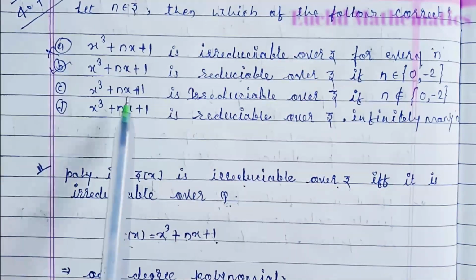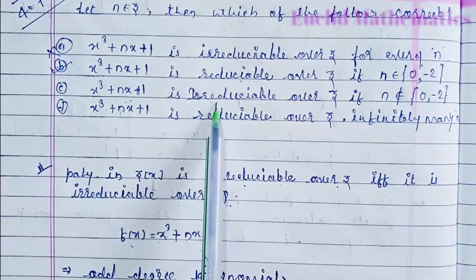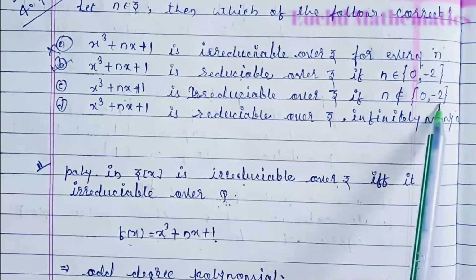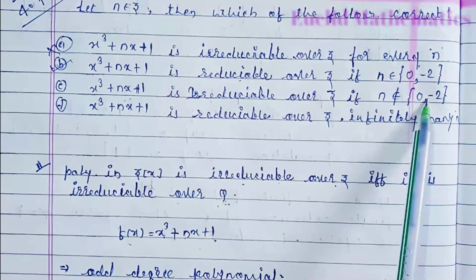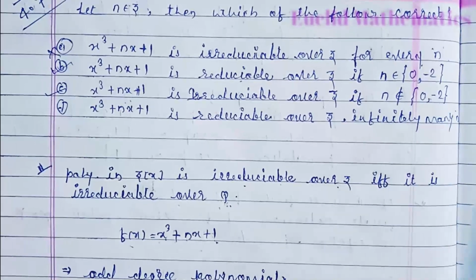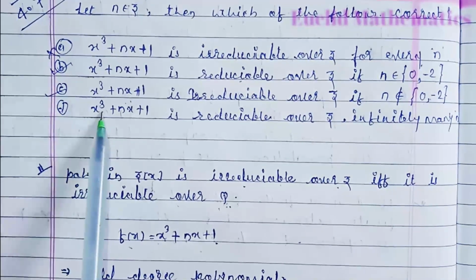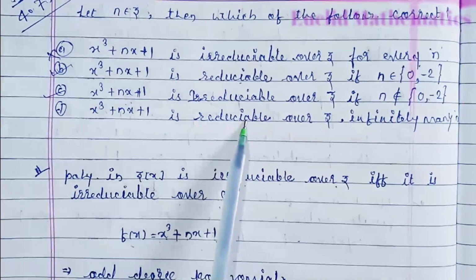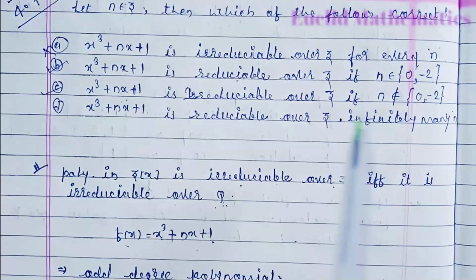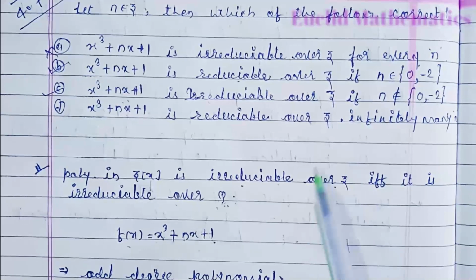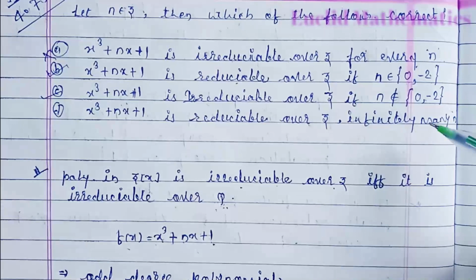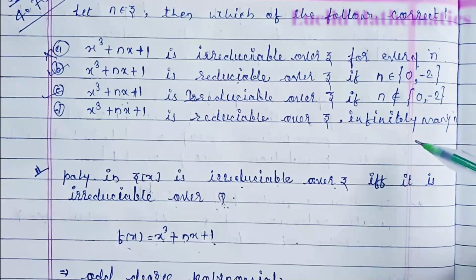Now the third option, C, says that f of x does not have a root, that means it is irreducible over Z, if n does not belong to 0 and minus 2. And exactly, that is the right option. Our f of x does not have a root unless n is 0 or minus 2. Now the fourth option says that x cube plus nx plus 1 is reducible over Z for infinitely many values of n. That means it has a root for infinitely many values of n, but that is not possible. We got only two values, 0 and minus 2, where f of x has a root over Z.